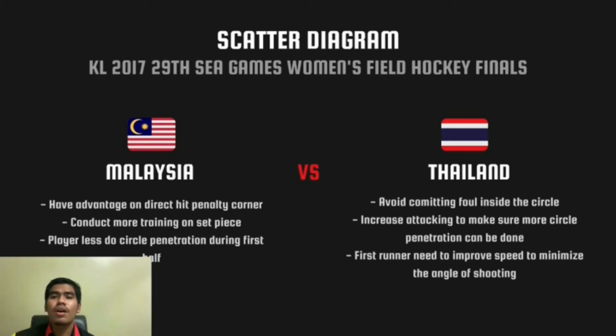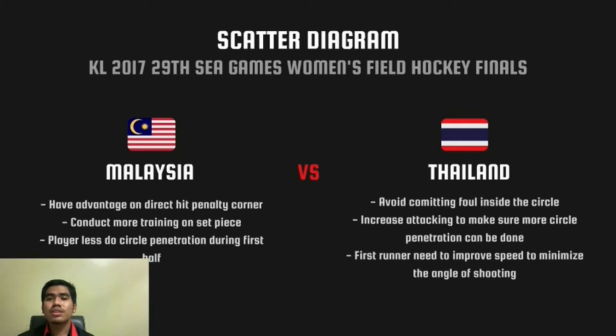to the second half. For the Thailand team, the first one, players need to avoid committing a foul inside the circle or within the 23-meter area to avoid the attacking team gaining a penalty corner. Next, Thailand needs to increase their attacking to make sure they can do more circle penetration and gain the penalty corner. And lastly, the first runner needs to improve speed to minimize the angle of shooting.